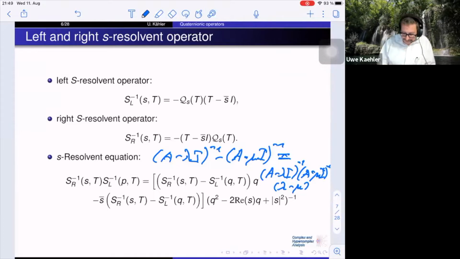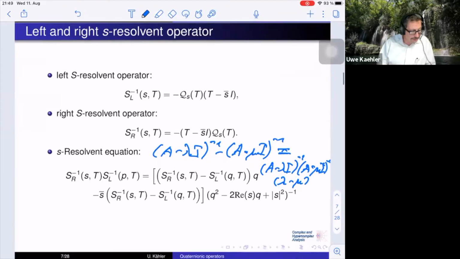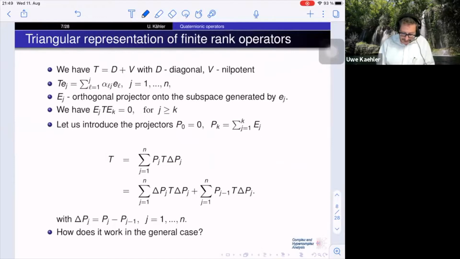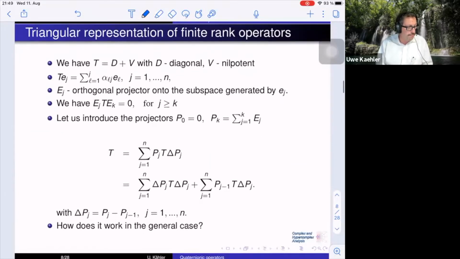That's basically something we should keep in mind. Okay, then another thing which I'm going to use here, I don't know how familiar you are with that one. Probably, in the classic case, most of you are familiar with it, since that's classic operator theory.